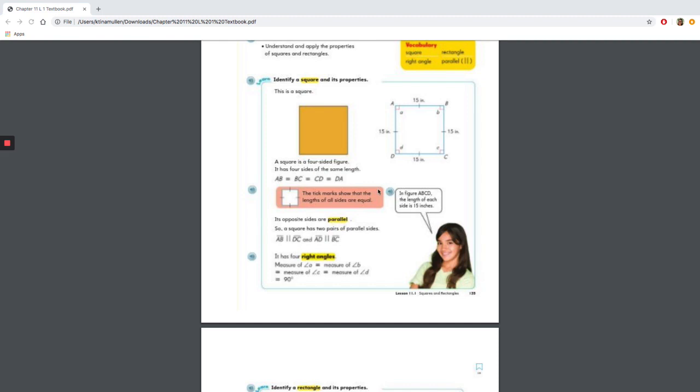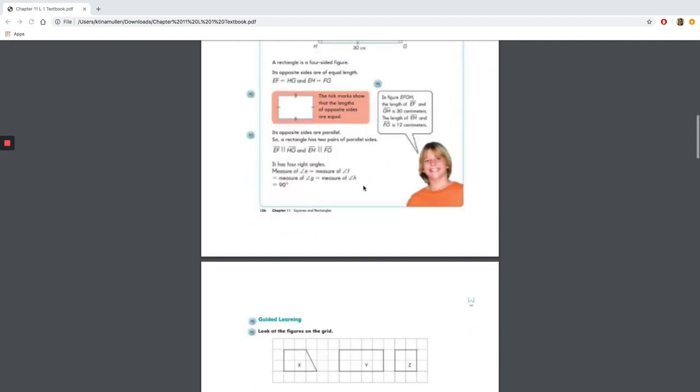It's kind of like saying all of Mrs. Mullen's class is in fourth grade, but not all fourth graders are in Mrs. Mullen's class. So all squares are rectangles. A square is a special type of rectangle.